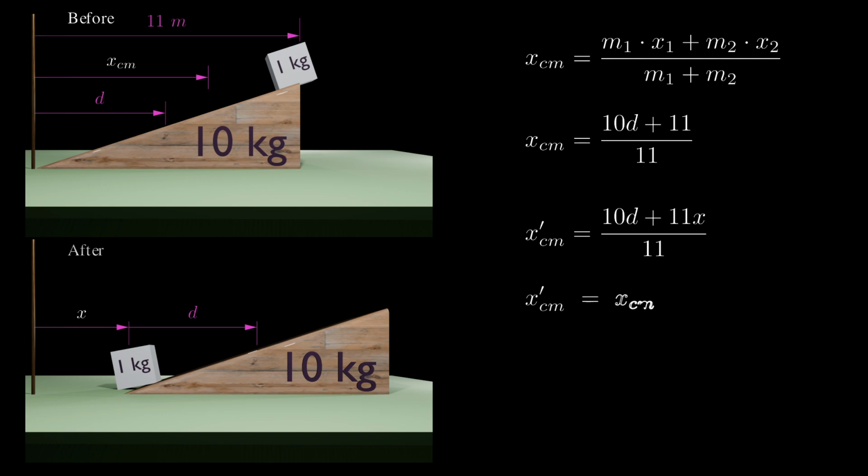The center of mass, when the block is at the bottom of the prism, must equal the center of mass when the block was at the top of the prism, because the horizontal component of the center of mass is conserved. Setting the initial and final center of mass positions equal, we obtain this expression. When we solve for x, we find that the distance displaced is 1 meter to the right from the reference point.